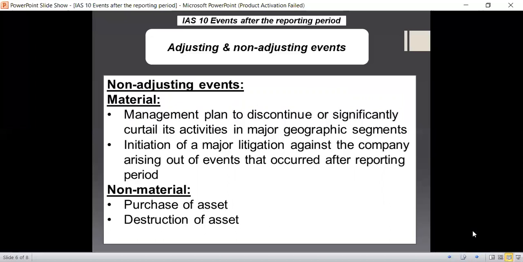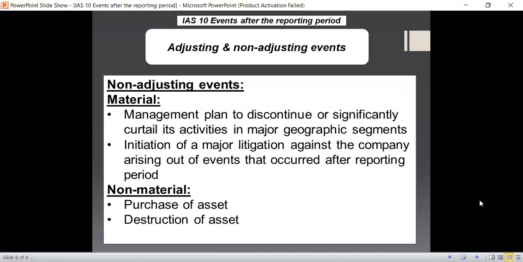For example, if management has a plan to discontinue or significantly curtail its activities in major geographic segments, it will be having a major impact on the business. It can be a material event. But because no condition was present at the year-ending date about this event, it's a non-adjusting one. We do need to disclose it in the notes to the financial statements, but the financial statements will not be adjusted because of that.